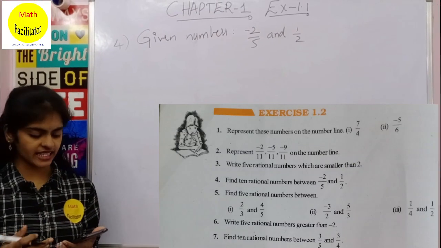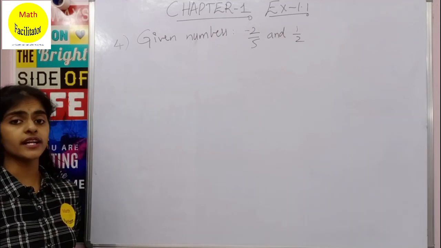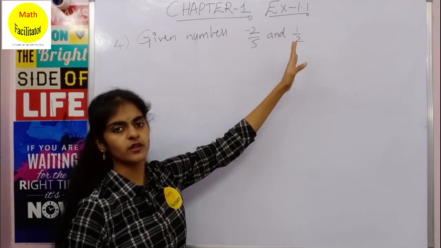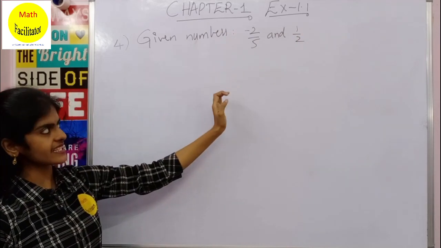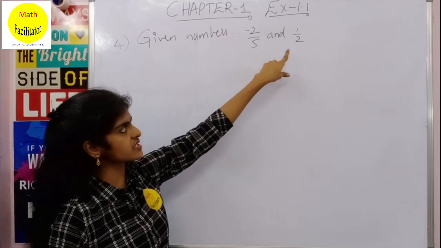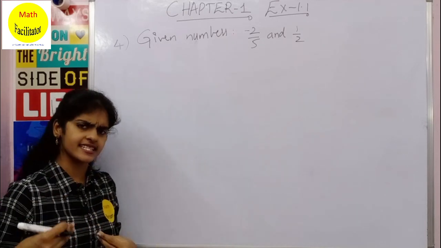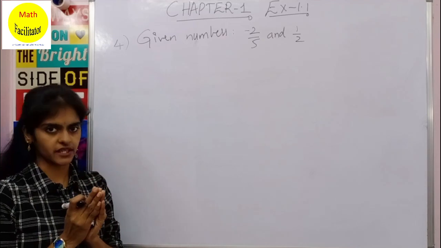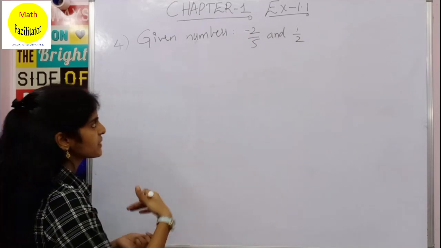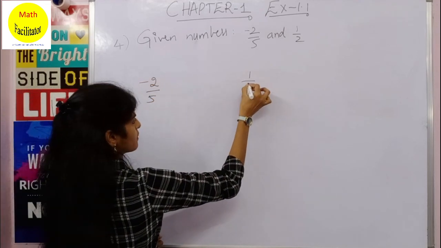Moving on to the next question, you have to find 10 rational numbers between minus 2 upon 5 and 1 upon 2. The given numbers are minus 2 upon 5 and 1 upon 2. These two fractions are unlike fractions, the denominators are not the same. So the first step is to equate the denominators, that means convert the given fractions into like fractions. How will we do that? We have 2 upon 5 and 1 upon 2.